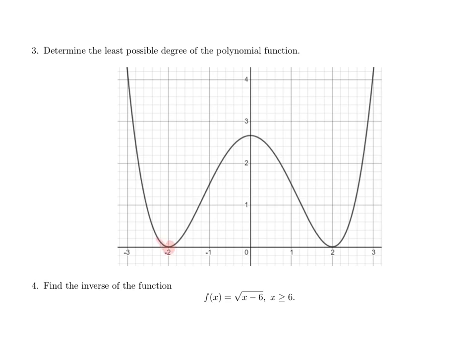Here's one turning point, right? It's going down and then it's going up. So 1, 2, 3. So there are 3 turning points. So the least possible degree is 4. So there is 1 less turning point than the least possible degree. So if there are 3 turning points, then the least possible degree is 4.